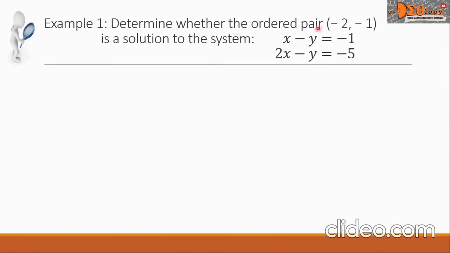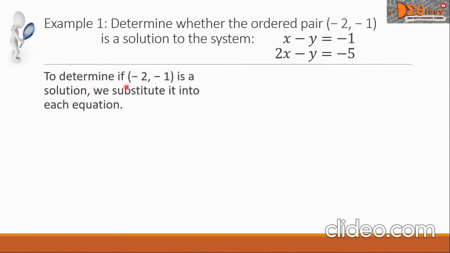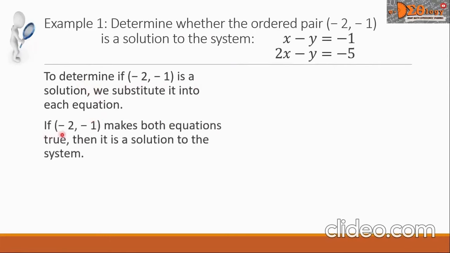Determine whether the ordered pair (-2, -1) is a solution to the system. The first equation, x minus y equals -1. Second equation is 2x minus y equals -5. To determine if the ordered pair (-2, -1) is a solution, we substitute it into each equation. If it makes both equations true, then it is a solution to the system.